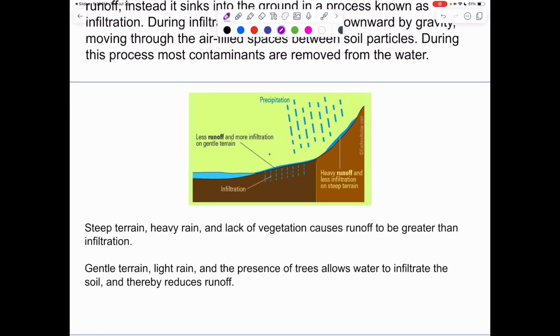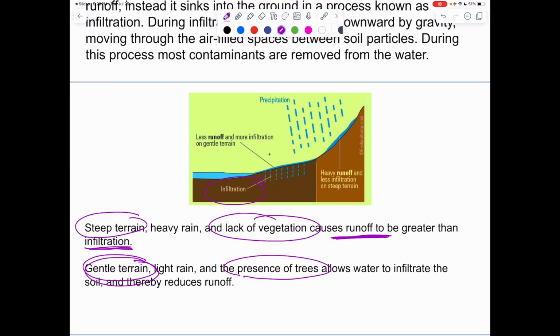Now, there are two things that affect the amount of infiltration that happens. First is the slope, whether I have steep or gentle terrain. The second thing is vegetation. If I have little vegetation, we're going to have more runoff and less infiltration. However, if I have a gentle slope and a lot of trees, then we're going to have more water infiltrating, and that will reduce the runoff.